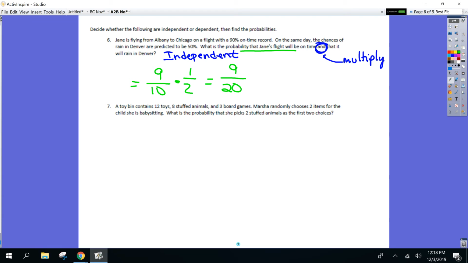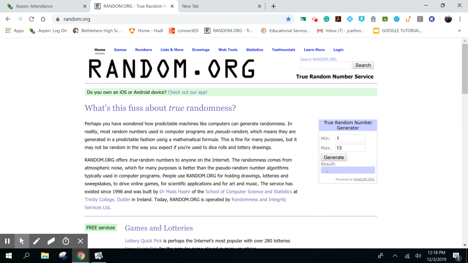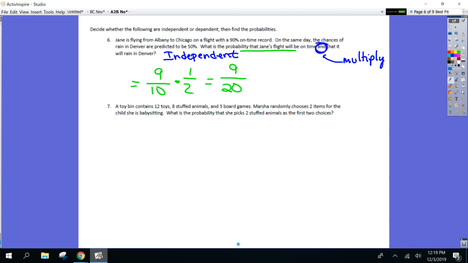Does it say what she does after the first stuffed animal's picked? Because it says 2 stuffed animals. Does it say what she's doing with them? I did put replacement in that one. Okay, perfect. Without replacement. So if it's without replacing, I take the first stuffed animal and don't replace it, independent or dependent on each other? Dependent, because I do not replace the first stuffed animal. Good.